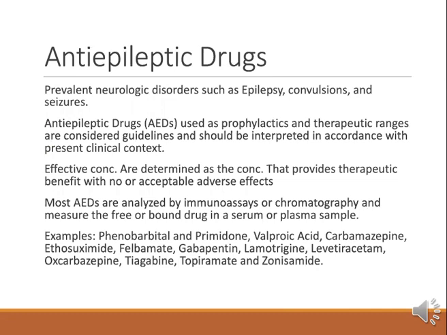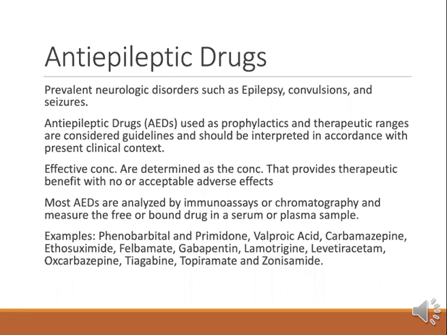Other drugs that are commonly given to patients are the anti-epileptic drugs. These are prevalent in neurologic disorders, used for epilepsy or people with convulsions and seizures. These AEDs, anti-epileptic drugs, are used as prophylaxis, and therapeutic ranges are considered a guideline and should be interpreted in accordance with the present clinical context. The effective concentrations are determined as a concentration that provides a therapeutic benefit with no or acceptable adverse effects.